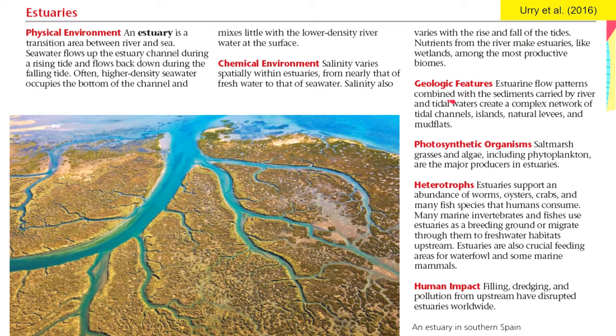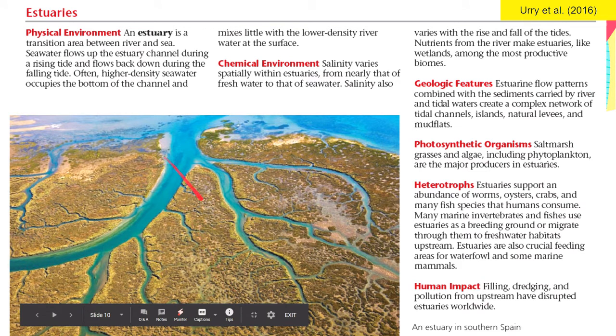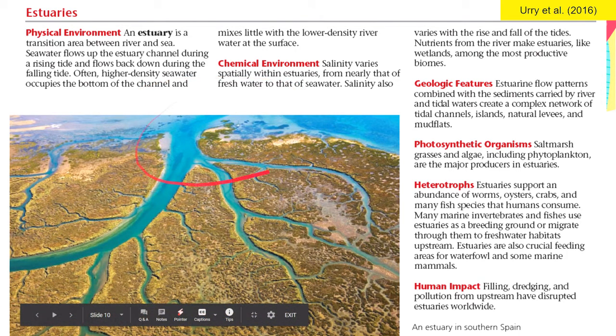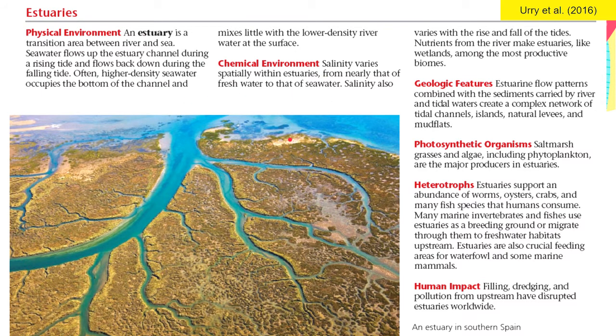This includes flow patterns of the rivers, combined with the sediments coming from the river and the tidal waters coming from the sea. Photosynthetic organisms include micro and macroflora, grasses and algae and other phytoplankton. Heterotrophs would include worms, oysters, crabs, and other fish species. Many marine invertebrates and fishes are also found here. Human impact, filling, dredging, and pollution from upstream eventually disrupt the estuaries downstream worldwide. Similar to other aquatic biomes, their number one issue is pollution coming from human activities.